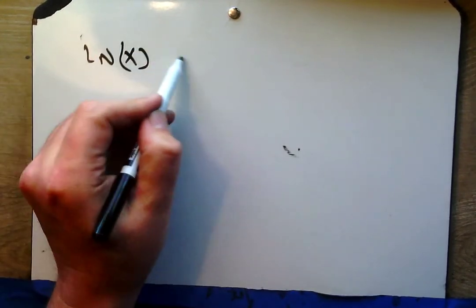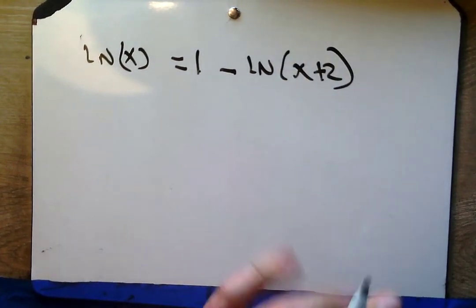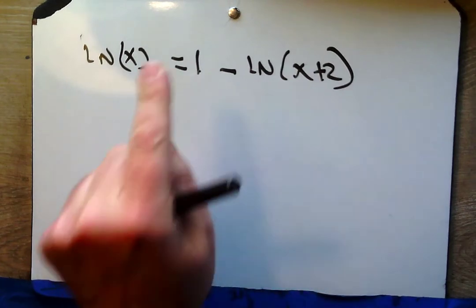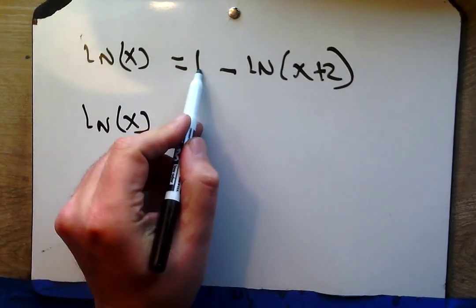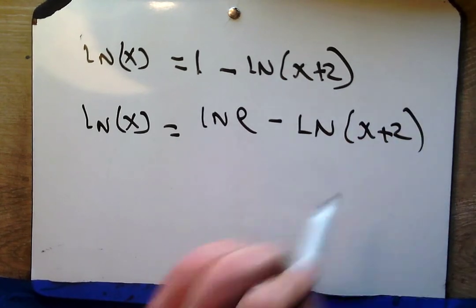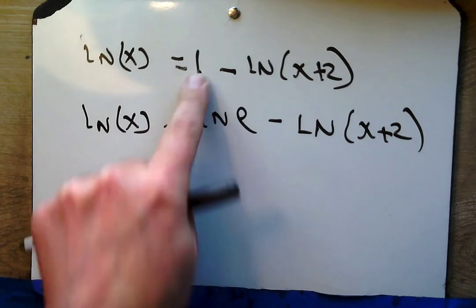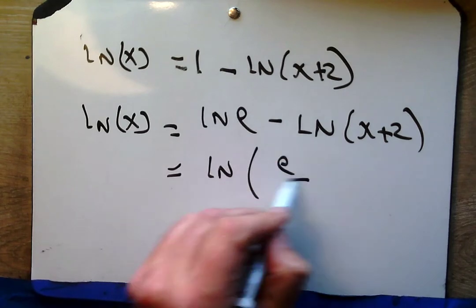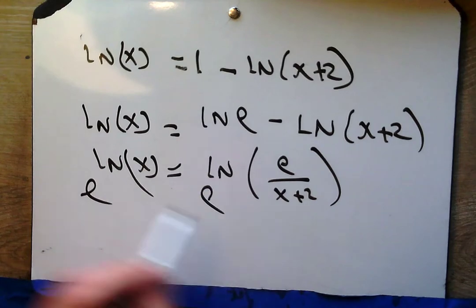ln of x equals 1 minus ln of x plus 2. This is an interesting problem because students want to condense here, but they only see this. There are some students who say, 1, well, that's going to be the ln of e. And they go backwards to what this was as a log before we simplified it. And then they do ln e over x plus 2 equals ln of x, and then they exponentiate.